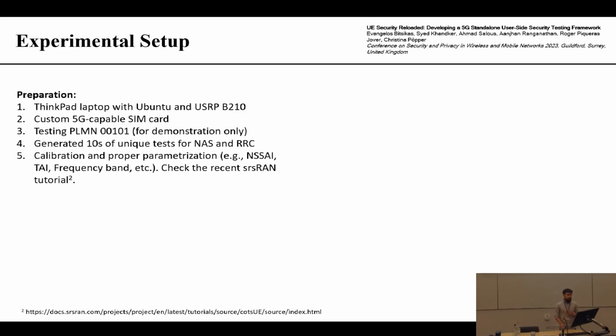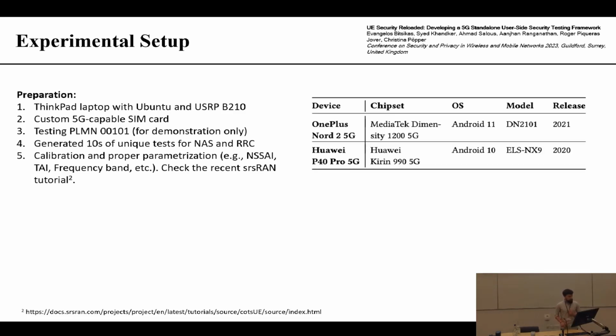srsRAN actually released a tutorial about a gNB connection. Please check it. And these are the only 2 devices that we managed to connect, OnePlus Nord 2 5G and Huawei P40 5G, to our network and perform the test cases so far.